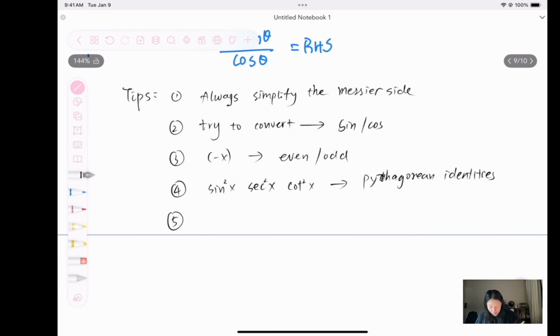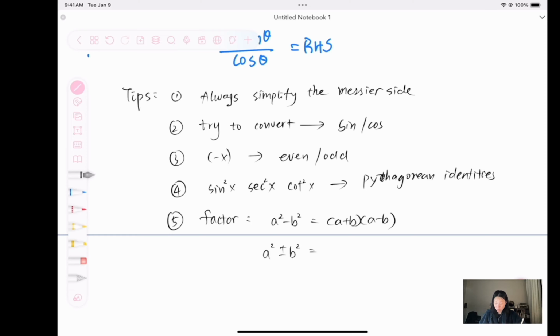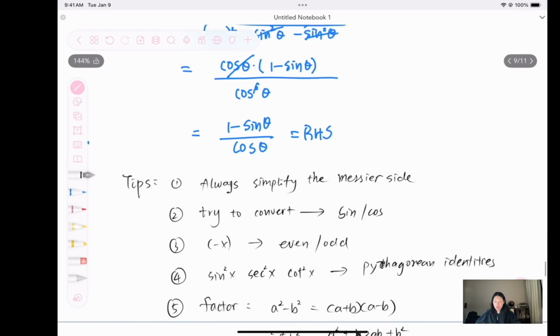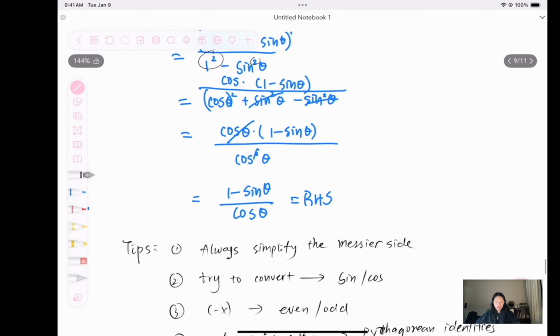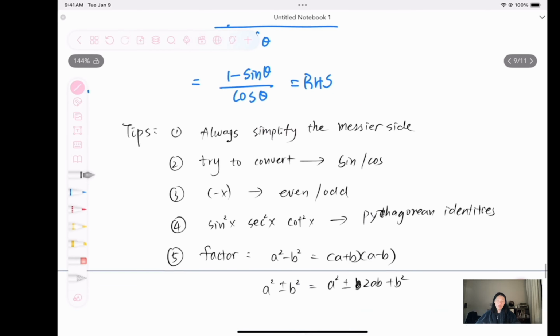The 5th tip is factor. The 2 special factors, especially the difference of squares and the perfect square trinomial, which is a squared plus or minus 2ab plus b squared. So here are the tips to help you simplify it. Everything that I do is based on this. But again, in order to do it faster, you need to practice more. That will help you. Okay, see you in the next video.